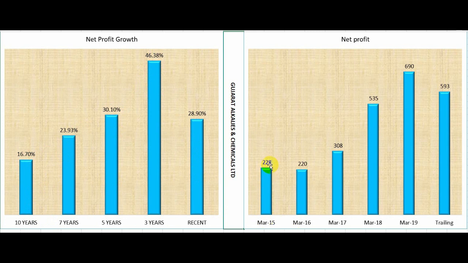In March 15, the net profit was 228 crores. In March 16 it was 220 crores. For the 3 year growth rate, we need to take data from March 16 till March 19. The net profit was 220 crores in March 16, which increased to 690 crores in March 19. So that's a compounded average growth rate of 46.38%, which is very good. Now, one thing we need to keep in mind is whether this net profit includes extraordinary items, and if it does, then we have to remove them for our calculation.